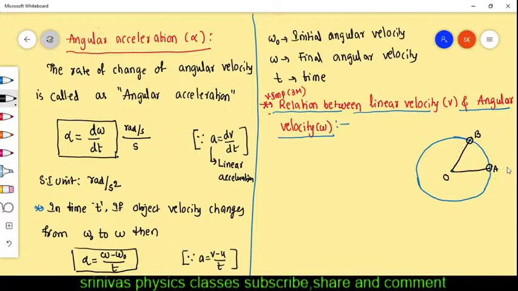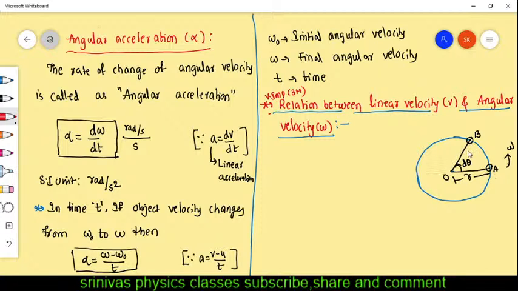Object travels from A to B with angular velocity omega. With angular velocity omega, it takes some displacement. Displacement means angular displacement, that is d theta. We can consider this radius as r. Radius is r. And what is the linear displacement? How to get the linear displacement?